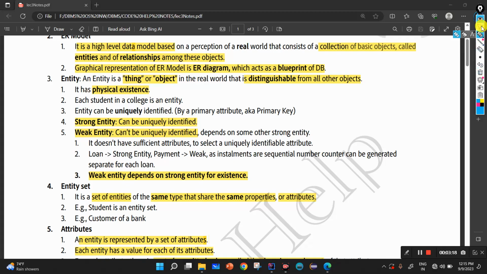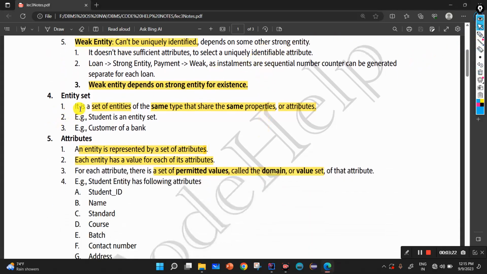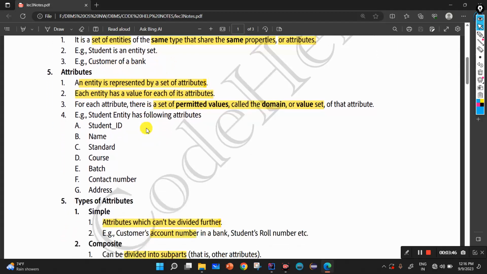Got it? So next is entity set. It is a set of entities. Entity set means a set of entities of the same type that share the same properties and attributes. For an example, student is an entity set because all the students have similar properties, like they studied in school, college. Okay, so this kind of things come under entity sets. Customer of a bank, this is also an entity set.